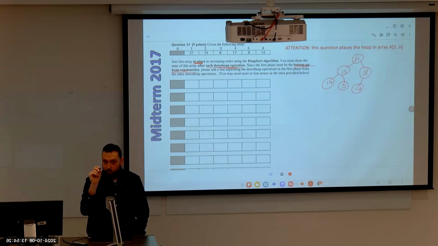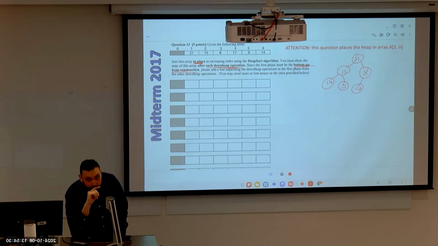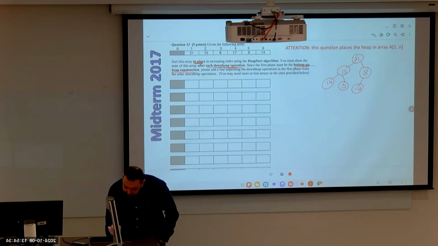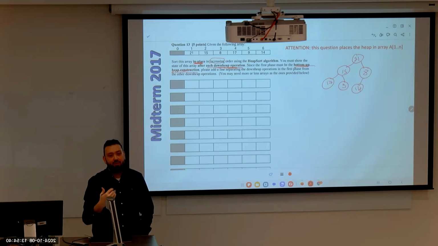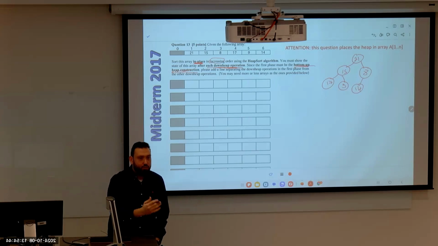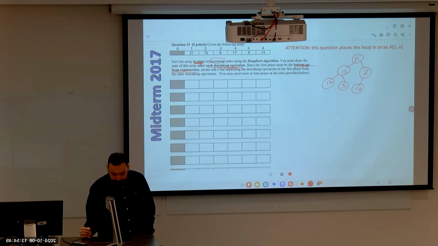Yes. Why a max heap? Exactly, because we saw this word here, increasing. So we know we're going to sort it increasing. That means I need a max heap to sort it in the increasing way. So the first step is done. I decided to do a max heap. So, okay, how do we do it?